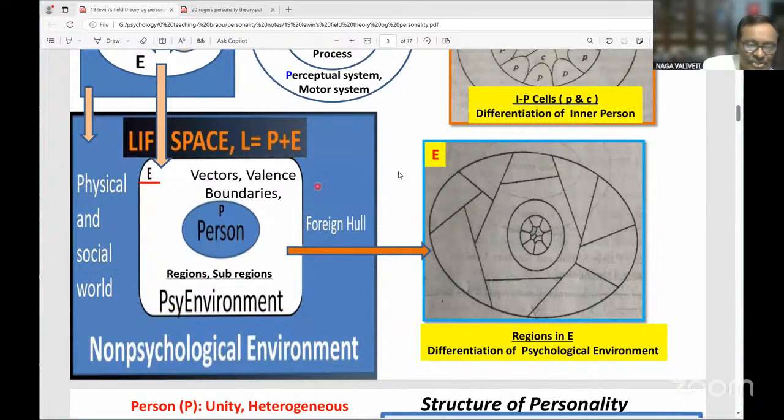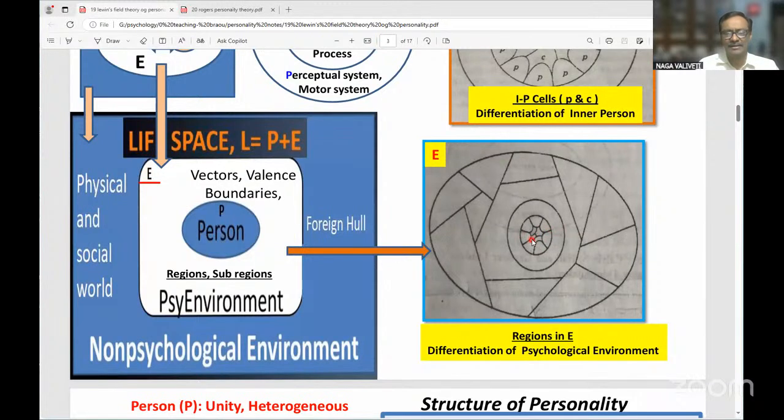So how is this differentiated? The psychological environment, I am differentiating here, in terms of regions and subregions. These are regions, and these are subregions. In this region there are subregions. This is the game, and there are different games. For these there will be valency and vector, which are attributed to them.